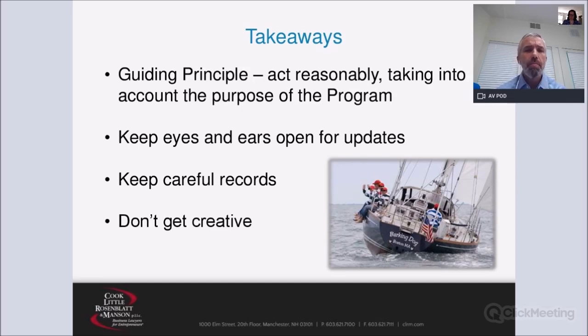So the takeaways that we wanted to make sure you're aware of, again, just going back to a lot of what we talked about: the guiding principles, act reasonably, take into account the purposes of the program. Generally don't push the envelope, right? I don't think there's anything really to be gained. The worst case scenario is that it's a loan that you have to repay at 1%.